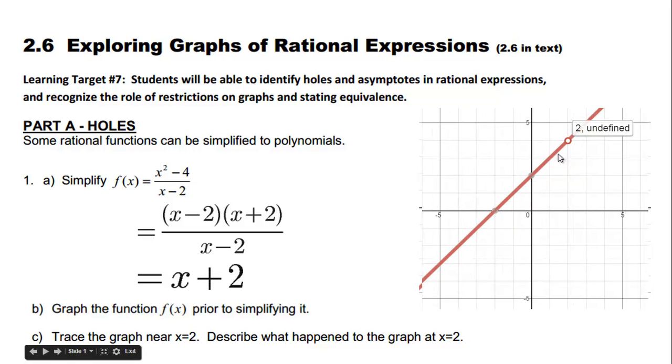If you click right around 2, the point shows up as a little hole, and it shows you the coordinate 2 and then undefined. So the shape of the graph doesn't change. It still stays like a straight line. It's just that there's a little hole there saying that x cannot equal 2. And that restriction comes from the bottom. We saw that in the last lesson, but we're just saying there's a little hole such that x cannot equal 2. Okay?